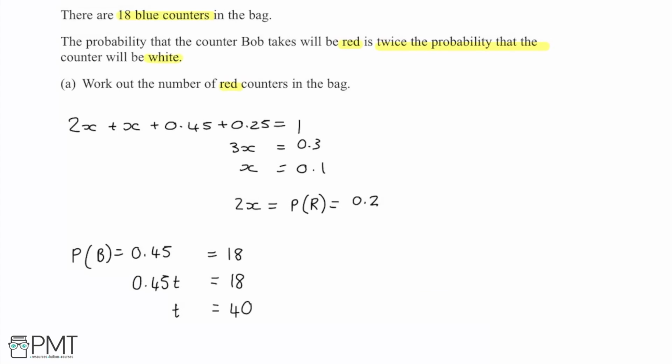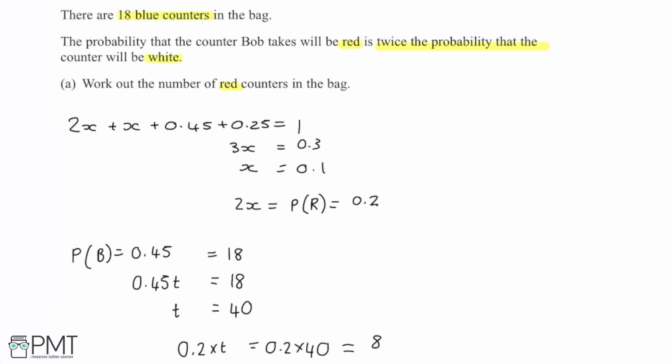And now if the probability of choosing a red counter is 0.2, we can simply multiply this by the total. So 0.2 multiplied by 40, as there's a probability of 0.2 of picking a red counter, and there are 40 counters to choose from. And 0.2 multiplied by 40 here gives us an answer of 8. So there are 8 red counters in the bag.